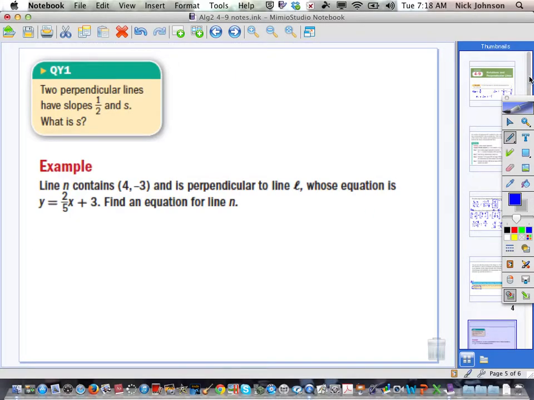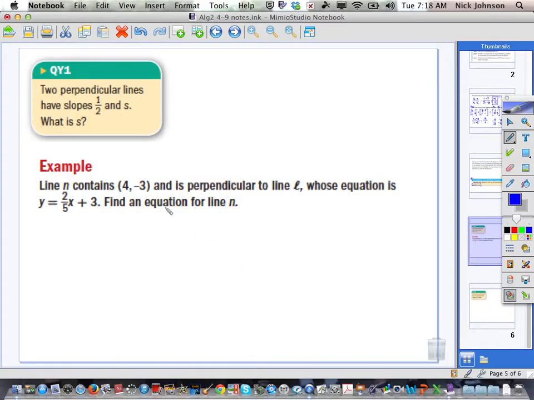Moving on. Quiz yourself 1. Two perpendicular lines have slopes 1/2 and s. What is s? Well, we know 1/2 times s has to give me a negative 1. What times 1/2 is going to give you a negative 1? You do the reciprocal, so s is going to be 2 over 1, which is just 2.